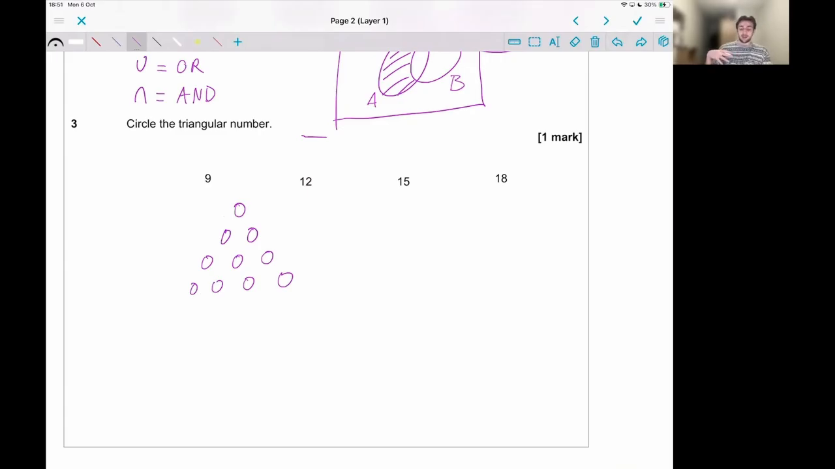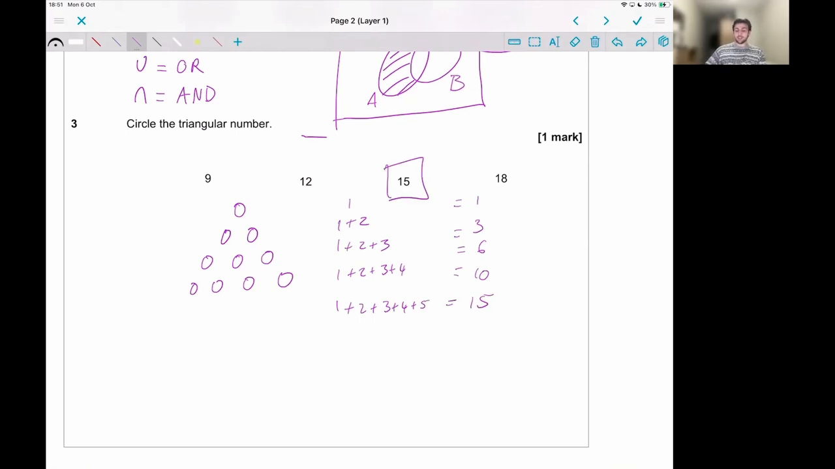What's our next triangular number? Well, you might be able to spot the pattern. We've done 1. We've done 1 plus 2. We've done 1 plus 2 plus 3. 1 plus 2 plus 3 plus 4. So we got 1, 3, 6, 10. The next one's going to be 1 plus 2 plus 3 plus 4 plus 5, or 15.